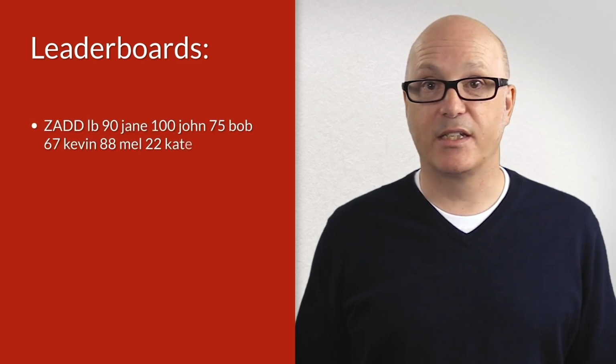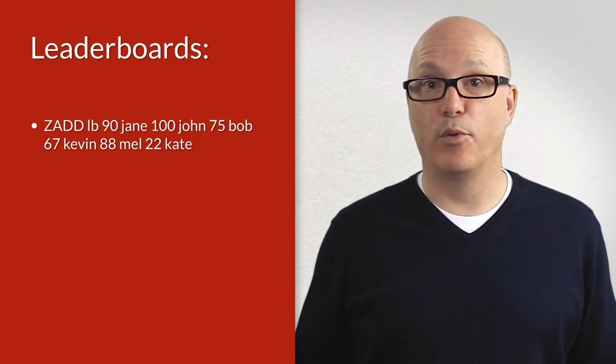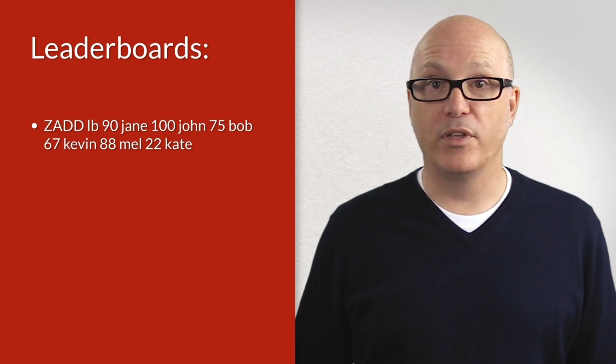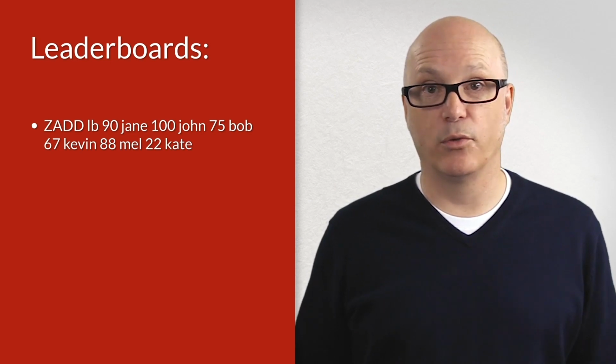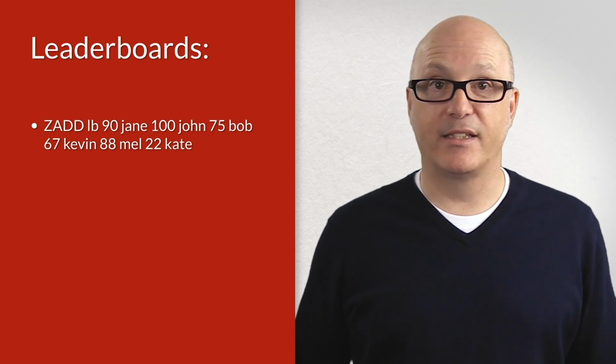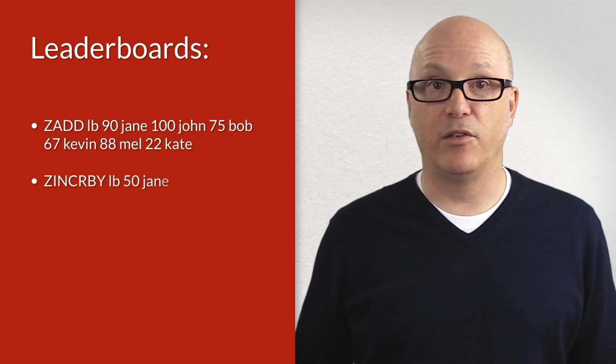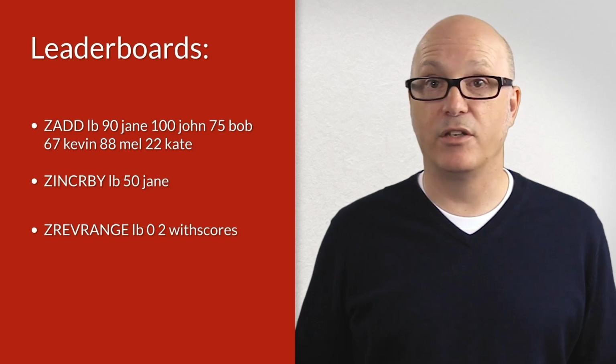Consider a leaderboard for an online game. The value of the element is the user ID or their screen name. We have 6 player entries and their respective point totals. The point total is the natural score we want to order by. When Jane gets a 50-point bonus, we can use zincrby to update her score and zrevrange to get the top 3 for the leaderboard.